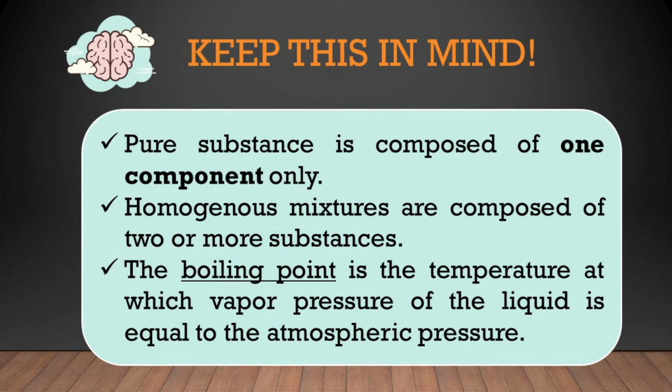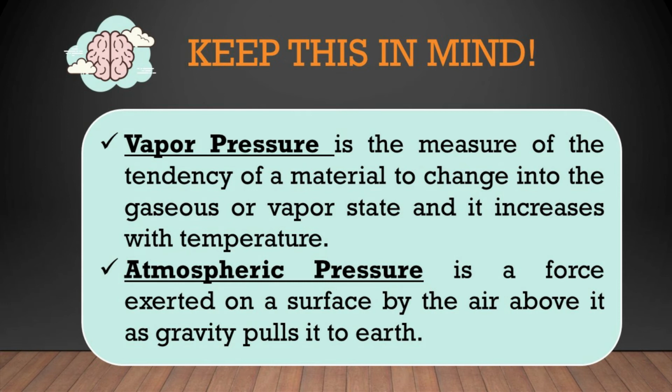A pure substance is composed of one component only. Homogeneous mixtures are composed of two or more substances. The boiling point is the temperature at which the vapor pressure of the liquid is equal to the atmospheric pressure. Vapor pressure is the measure of the tendency of a material to change into the gaseous or vapor state, and it increases with temperature. Atmospheric pressure is a force exerted on a surface by the air above it as gravity pulls it to Earth.